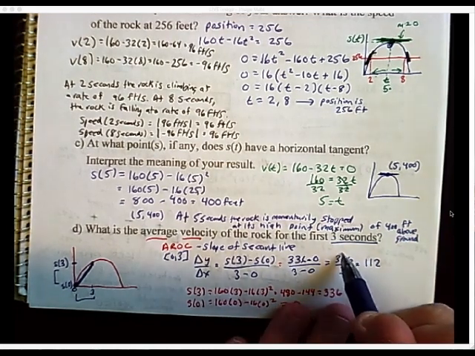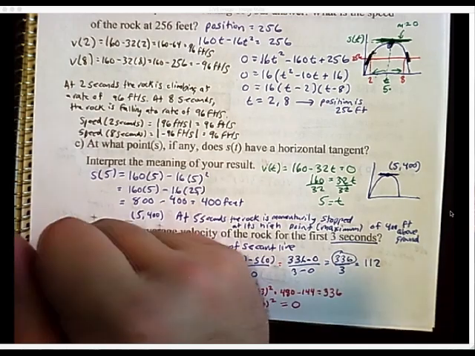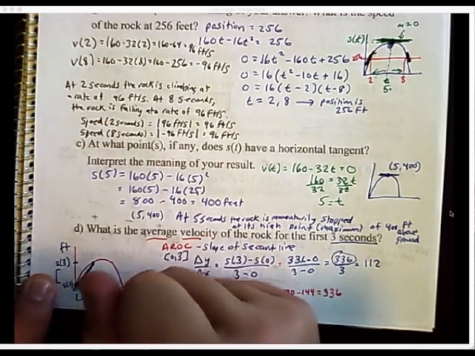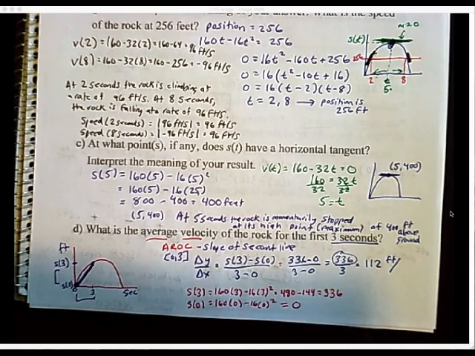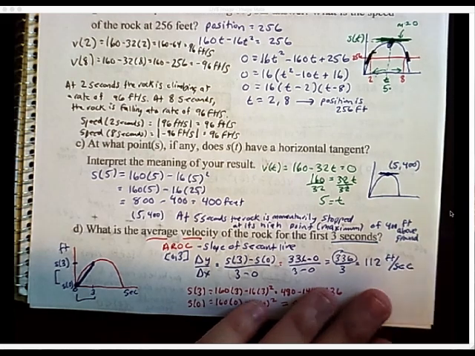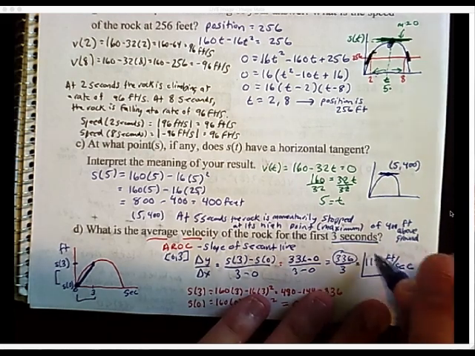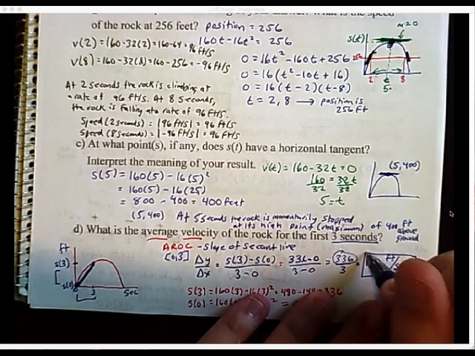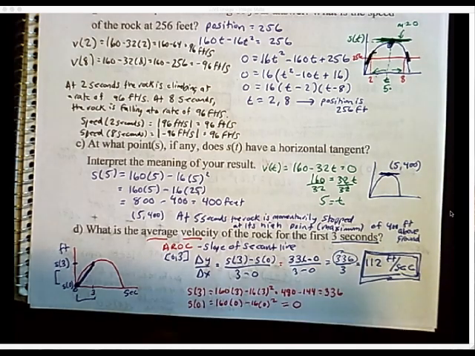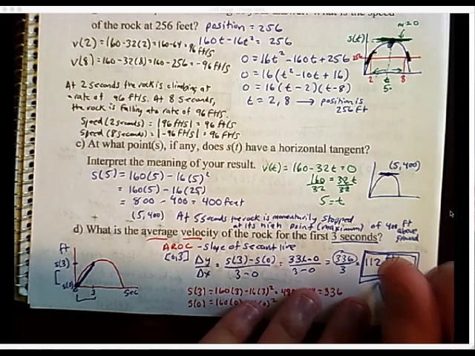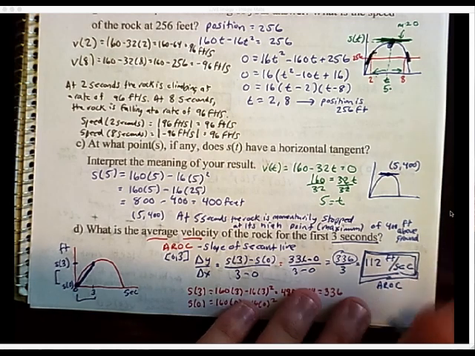The units of the y-axis on position are in feet. Okay, so it would be 112 feet per. What are the units of the x-axis? It's seconds. So over the first 3 seconds, the rock is traveling at an average speed, or with an average velocity, of 112 feet per second. Okay. That's the average rate of change.